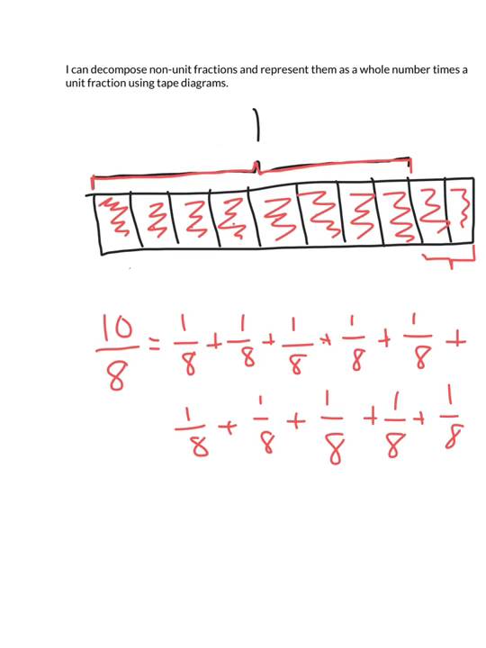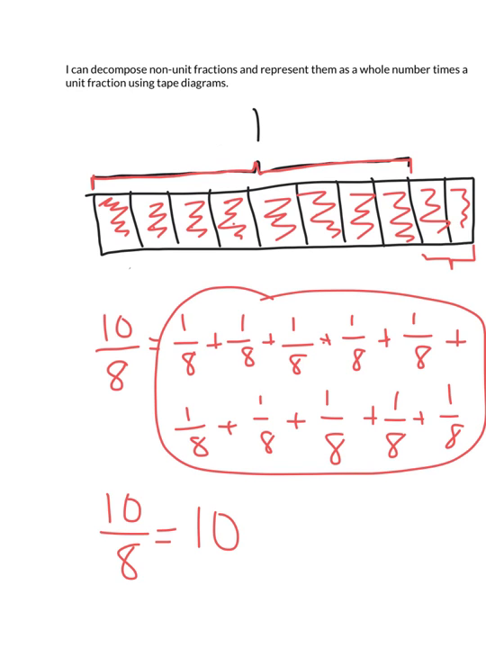So 10/8 is equal to ten 1/8s added together. But now that we're using a whole number to multiply a unit fraction, I can instead write that 10/8 is equal to 10 times the unit fraction, which is 1/8. And that's a lot easier to write than all of those eighths. That took a long time.